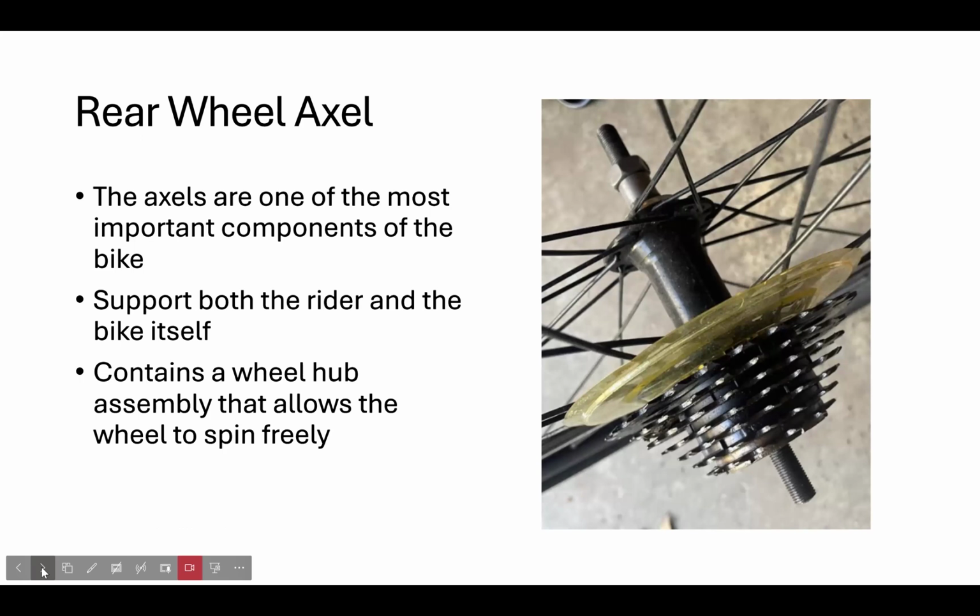So now we're going to be talking more about the rear wheel axle. The axles are one of the most important components of the bike, along with the other components we've talked about. They support both the rider and the bike itself, and one of the main things it contains is a wheel hub assembly that includes a bearing that allows the wheel to spin freely.